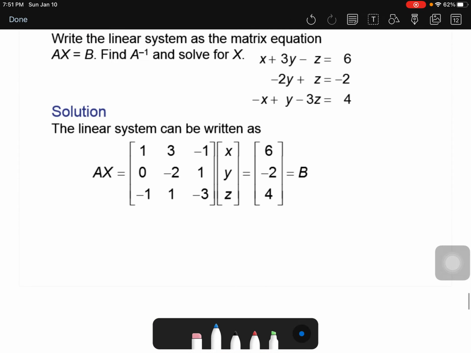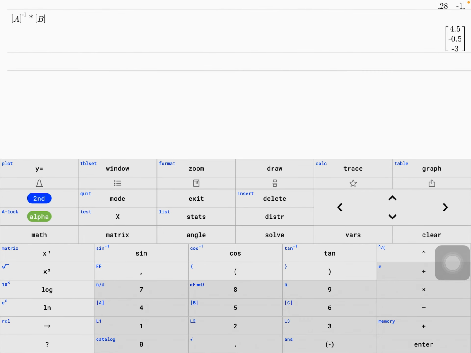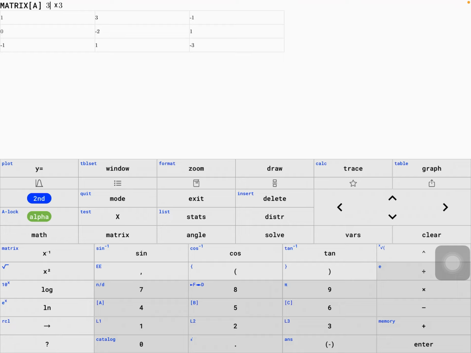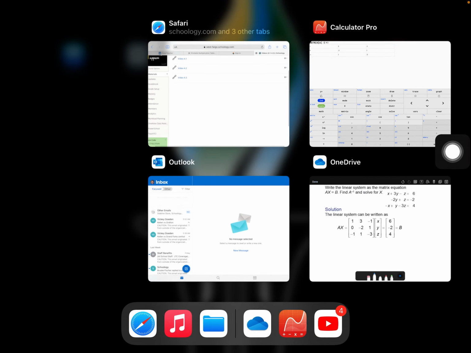I just quickly want to show this, I think I've put it in the calculator already. Let me just clear this out. Okay, so if I go to my matrix here, in matrix A, I'll hit edit on matrix A. Okay, so this is matrix A: 1, 3, -1, 0, -2, 1, -1, 1, -3. That was what we had here. Yes, so that's that one.